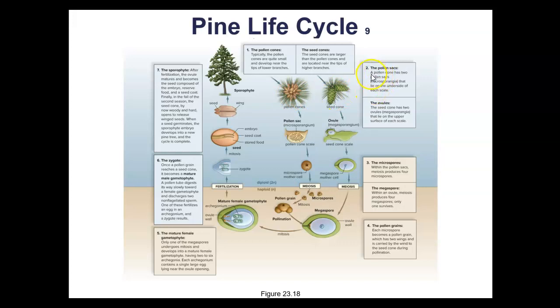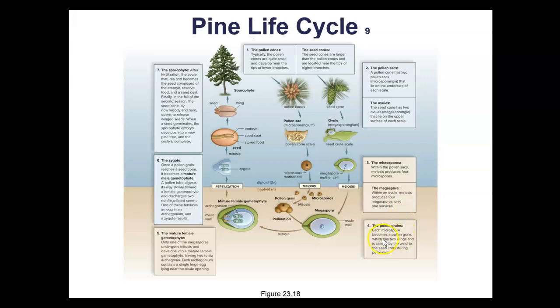Okay, so it says a pollen cone has 2 pollen sacs that lie on the underside of each scale. Kind of shows you that right here. And then it says the seed cones have 2 ovules that lie on the upper surface of each scale. So this is what the ovules kind of look like, and this is what the pollen sacs look like. It says within the pollen sacs, meiosis produces 4 microspores, and within an ovule, meiosis produces 4 megaspores, but only one survives. This is very similar to what happens in animals as well.